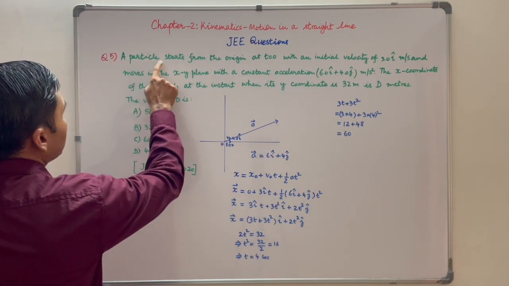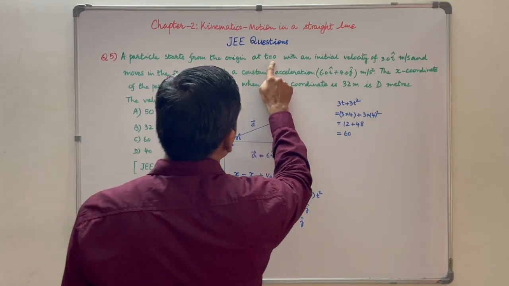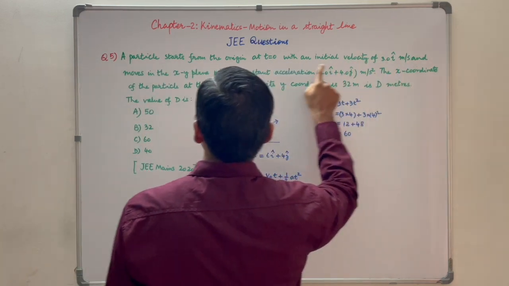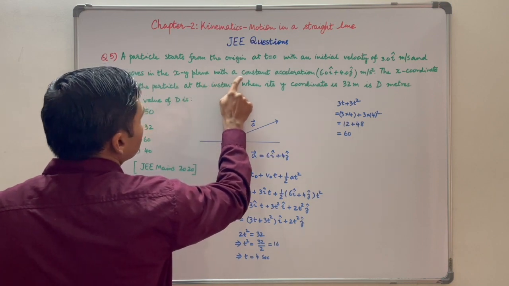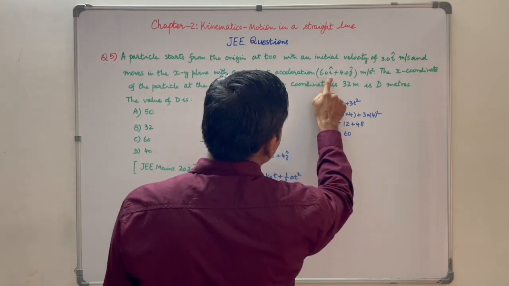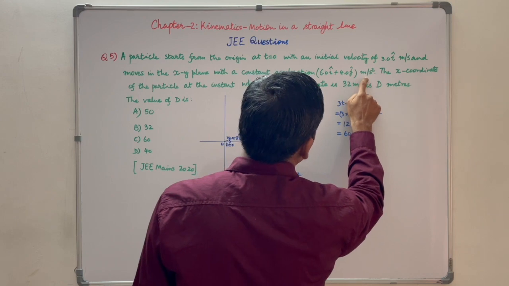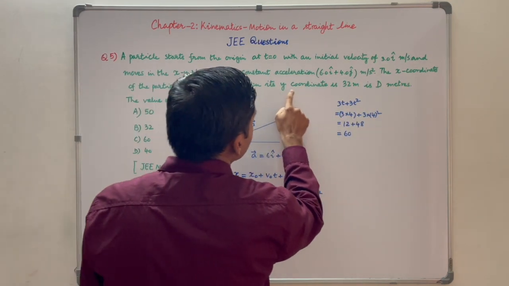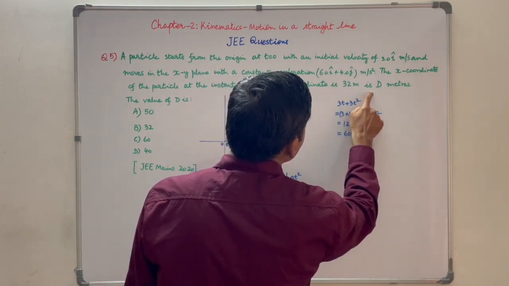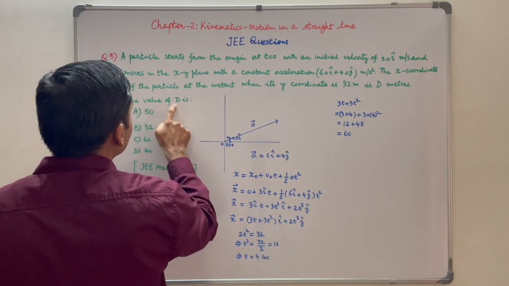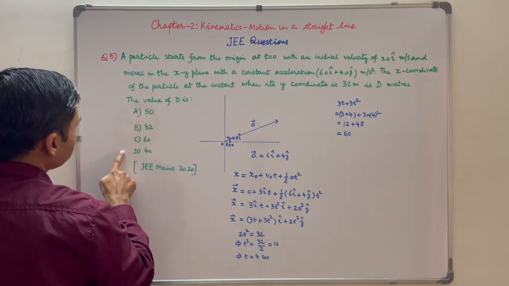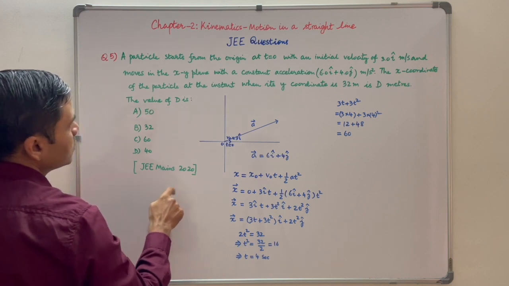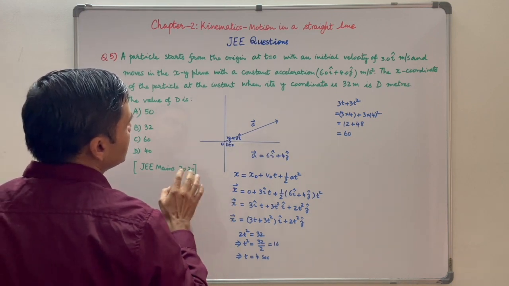Fifth question. A particle starts from the origin at t equal to 0 with an initial velocity of 3i meter per second and moves in the xy plane with a constant acceleration 6i plus 4j meter per second square. The x coordinate of the particle at the instant when its y coordinate is 32 meter is d meters. The value of d is. These are the options given. This question appeared in JEE Mains 2020. This looks very similar to the question we have just solved.